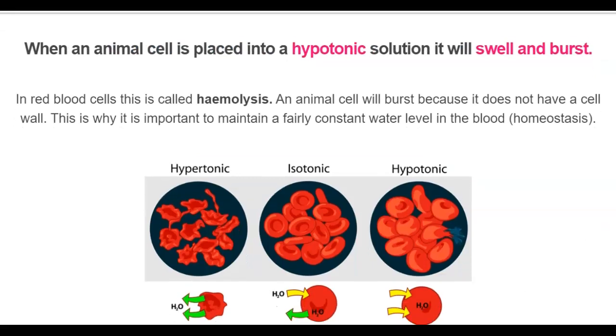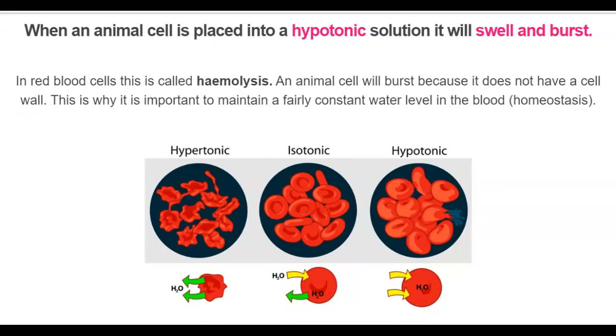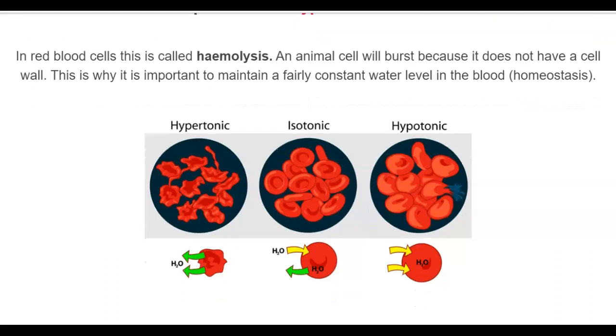When an animal cell is placed into a hypotonic solution, it will swell and burst. In red blood cells, this is called hemolysis. An animal cell will burst because it does not have a cell wall. This is why it is important to maintain a fairly constant water level in the blood. And this is part of a very important process that goes on in the human body in all sorts of ways called homeostasis.